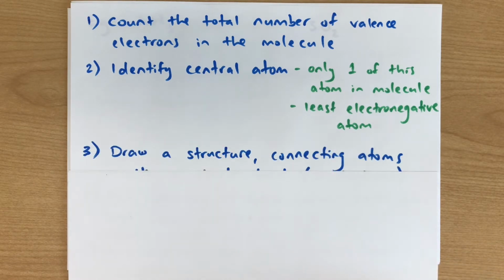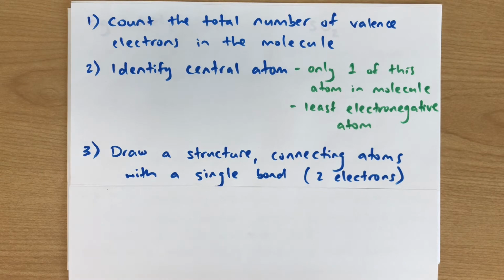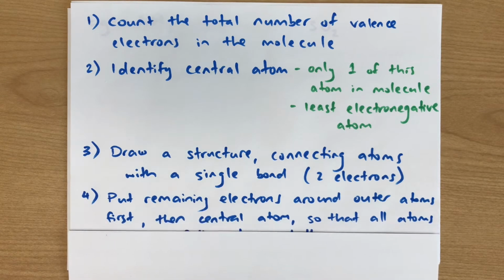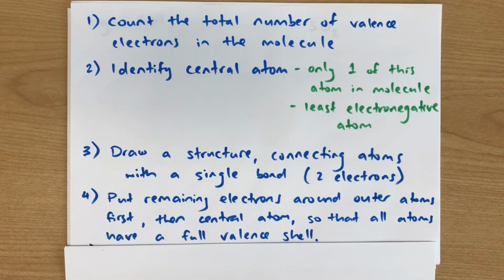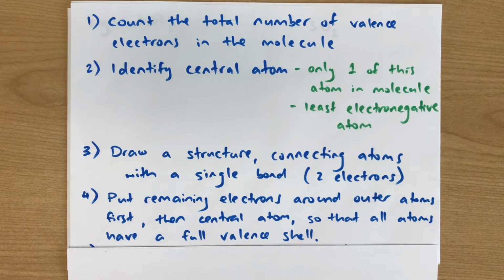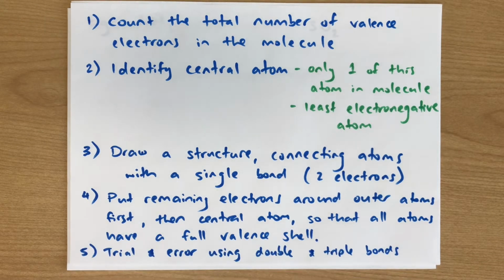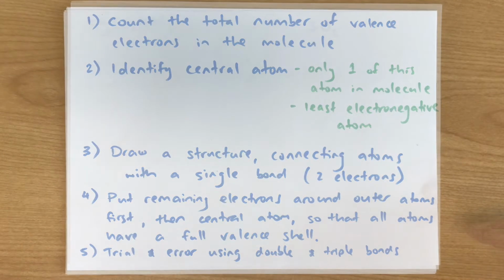Third step, draw a structure connecting the atoms with a single bond. And a reminder that a single bond contains 2 electrons. A double bond contains 4, a triple bond contains 6. Fourth step, put the remaining electrons around outer atoms first, then the central atom, so that all atoms have a full valence shell. Fifth step, trial and error, using double and triple bonds. Only do that fifth step if you have not drawn a satisfactory structure after the first 4.